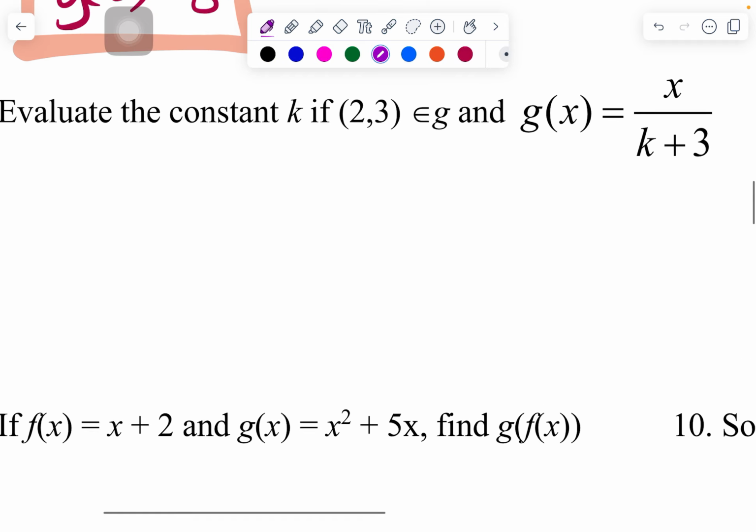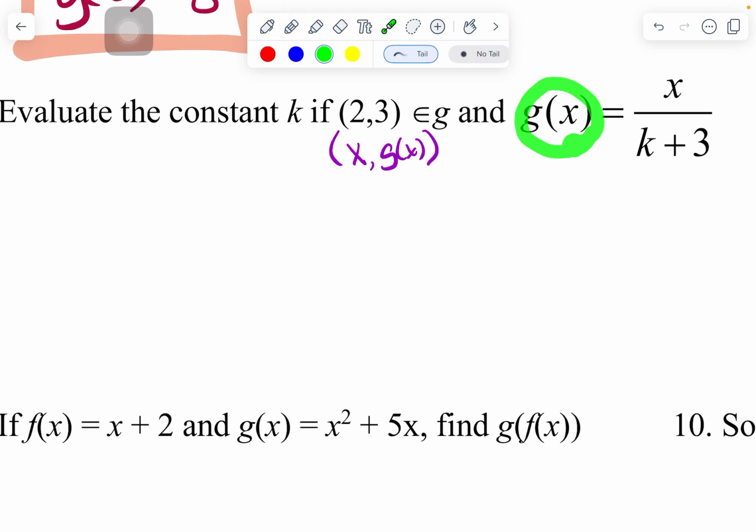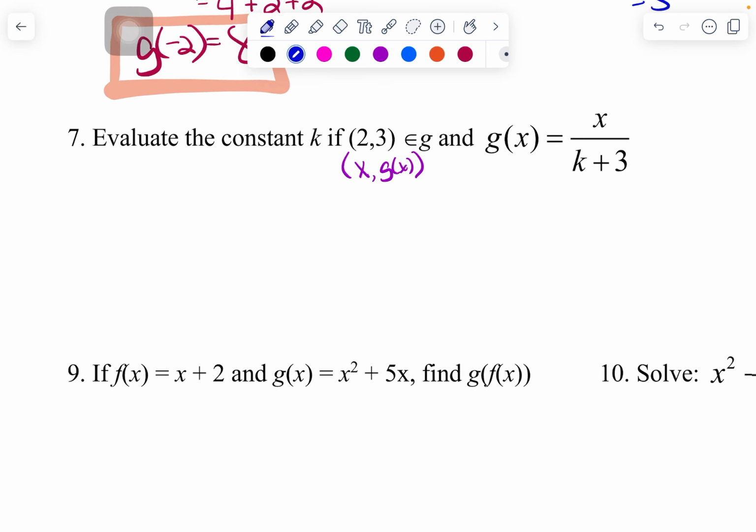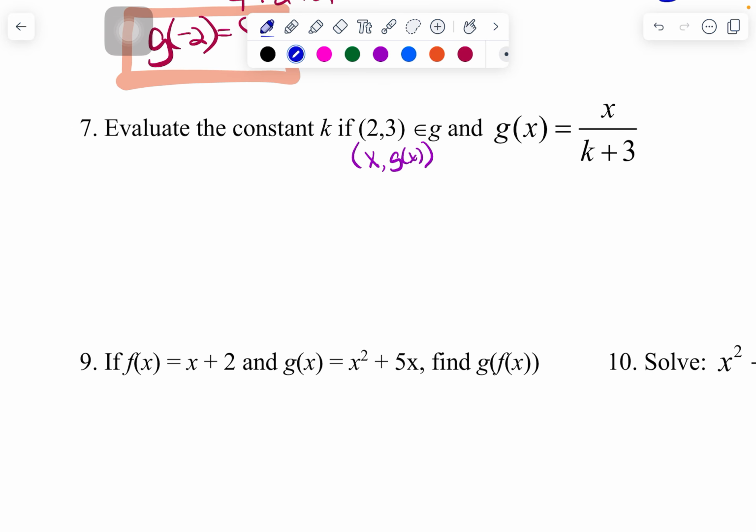This point is going to be x, g of x. So where I have g of x, I can replace it with 3. And then where I have x, I can replace it with 2. And so that is what I'm going to do. All right, so let's see here. G of x gets replaced with 3. X gets replaced with 2. And then I'm going to solve for k plus 3.